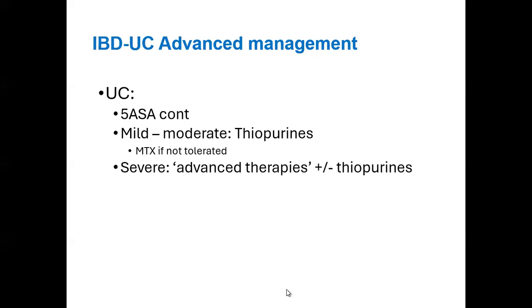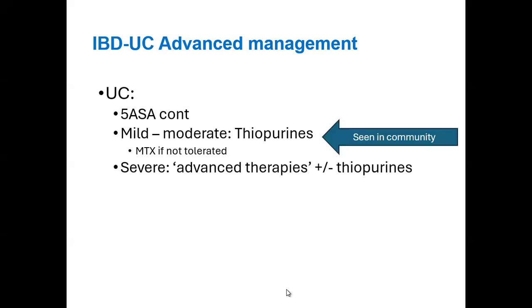So for ulcerative colitis, you always continue the mesalazine throughout, as long as the patient isn't intolerant to it. If it's mild to moderate, and it's not being controlled by the mesalazine, they would have thiopurines added in, or possibly methotrexate if thiopurines aren't tolerated. And if it's severe ulcerative colitis, again, the mesalazine is maintained, and then they're likely to go on to things like biologic therapies with possibly thiopurines alongside.